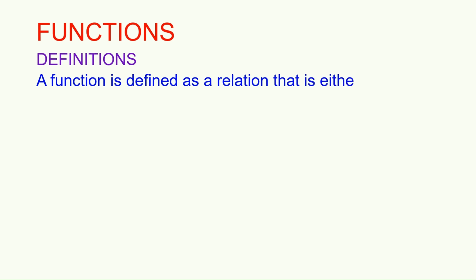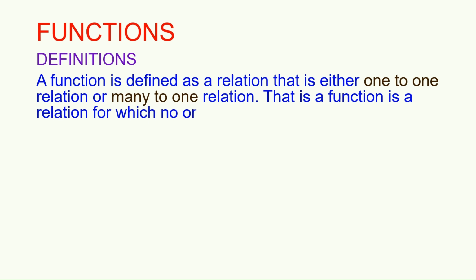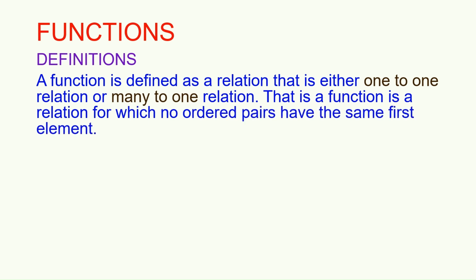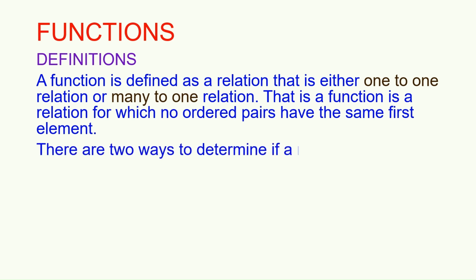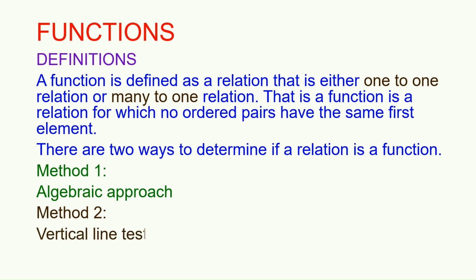Definition of a function. A function is defined as a relation that is either a one-to-one relation or a many-to-one relation. That is, a function is a relation for which no ordered pairs have the same first element. There are two ways to determine if a relation is a function. Method 1: algebraic approach. Method 2: vertical line test.